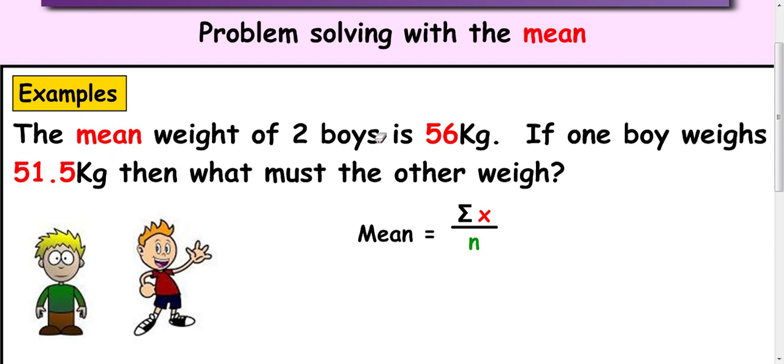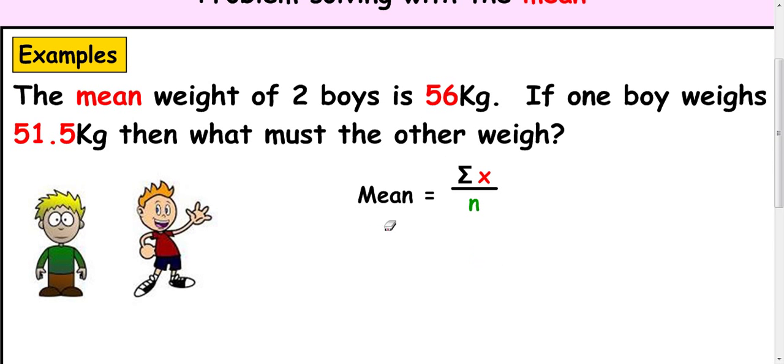The mean weight of two boys is 56 kilograms, so that's their average weight. If one boy weighs 51.5 kilograms, then what must the other one weigh? Well, you start these problems with the formula again. So the formula is mean equals sigma x over n.